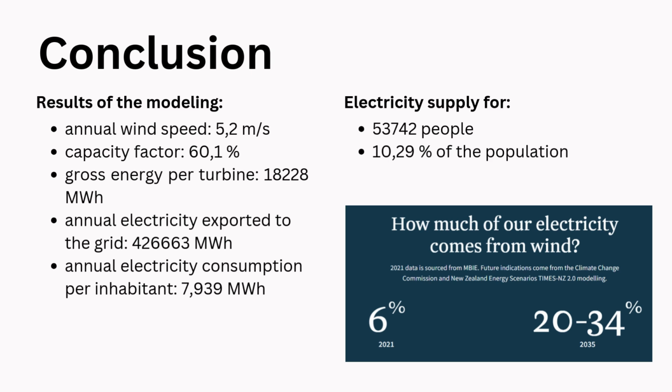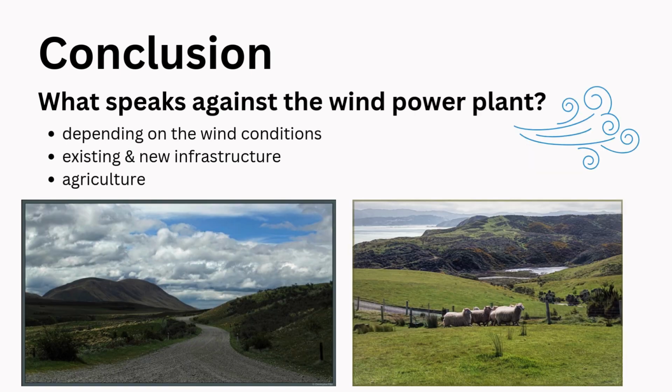And at the beginning, we said that New Zealand has a goal that between 20 and 35% of all electricity is generated by wind power in the year 2035, and the wind power plant could help New Zealand to reach this goal. But what speaks against the wind power plant?